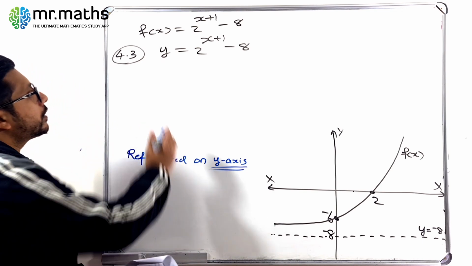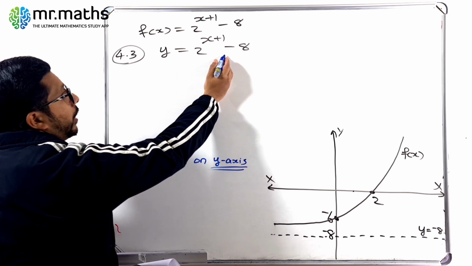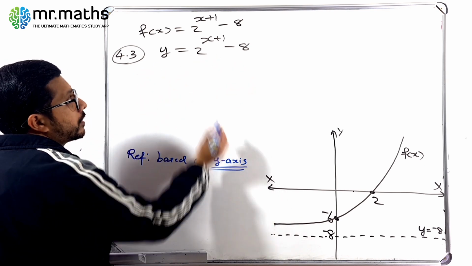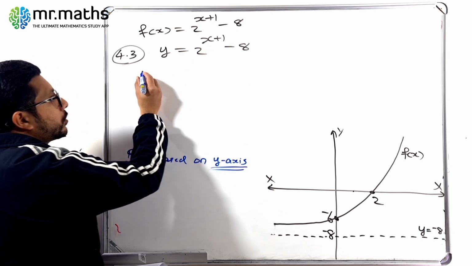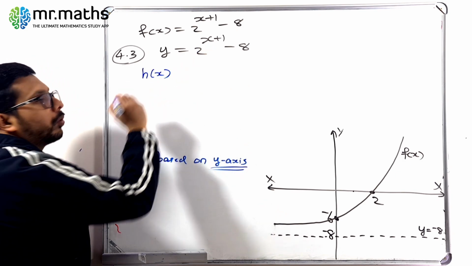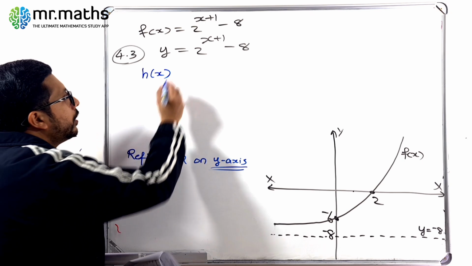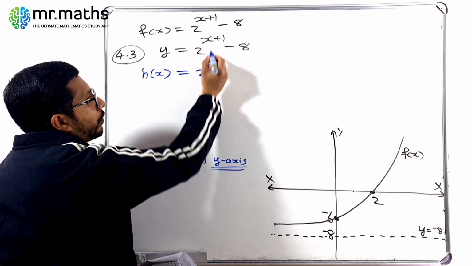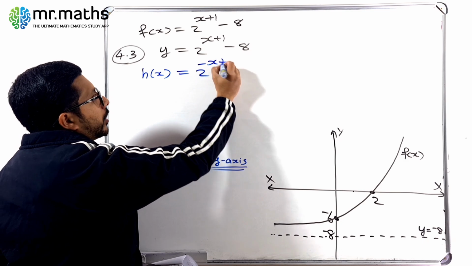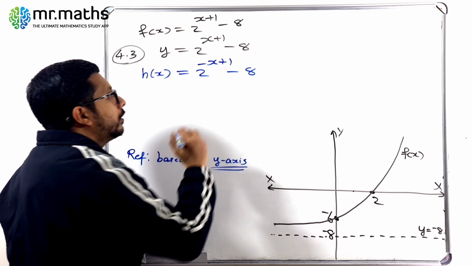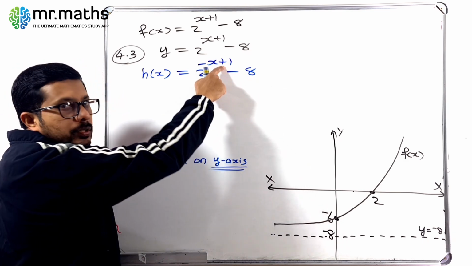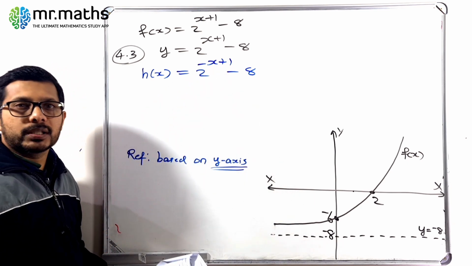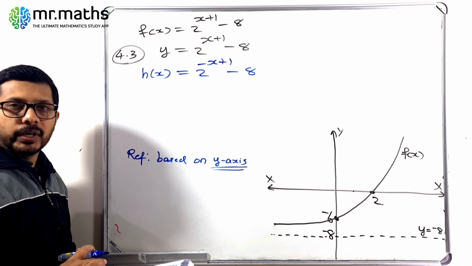So here this is our f of x graph. We have to change the sign of x for reflection based on the y-axis. So the new equation, they call it h of x, is equal to 2 raised to minus x plus 1. Other things don't change. Don't change this plus 1 to minus 1. Nothing. You just change the sign of x. That is reflection based on the y-axis.